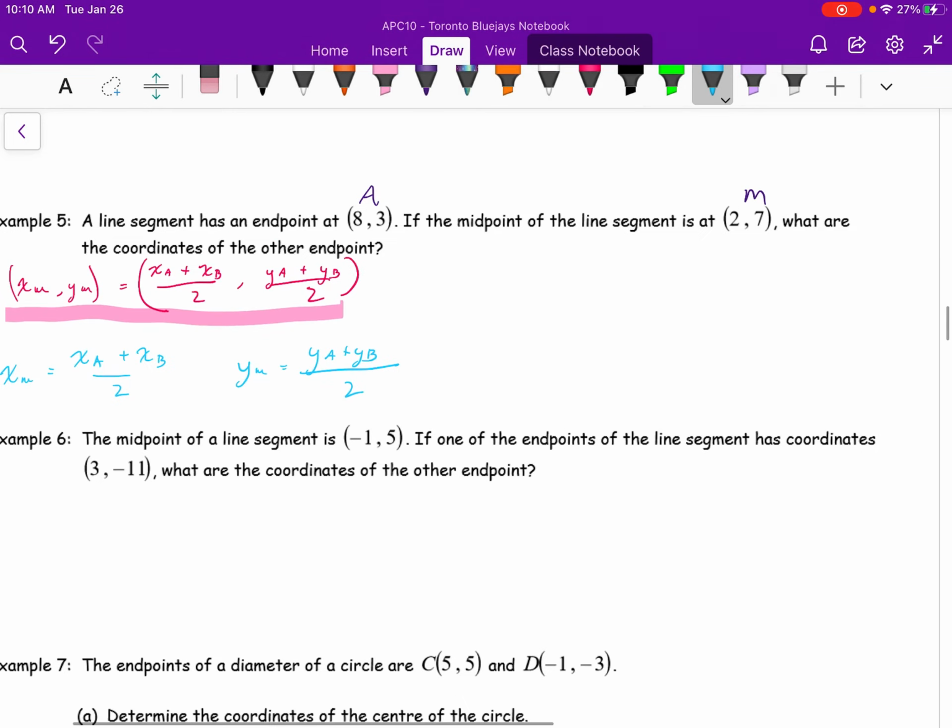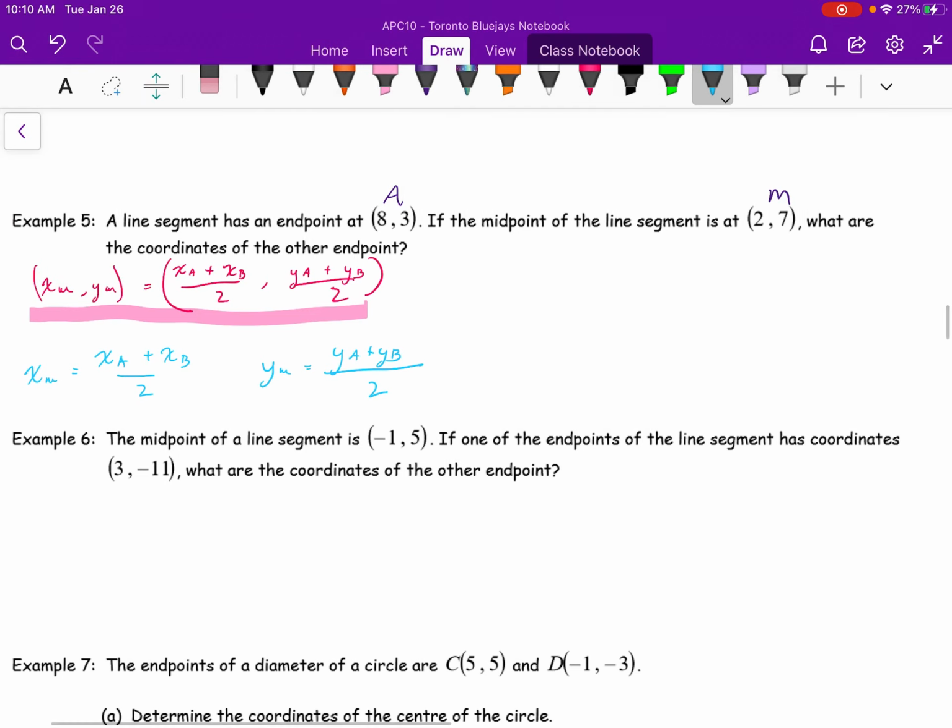So very simply now, I have two formulas that might be able to help me out. Whenever you're dealing with a formula or an equation, it's important that you have one unknown per equation. So what am I able to pick up here? I'm able to pick up xa is equal to 8, ya is equal to 3, xm is equal to 2, ym is equal to 7. So what do you want to call the other endpoint? Let's just call it B.